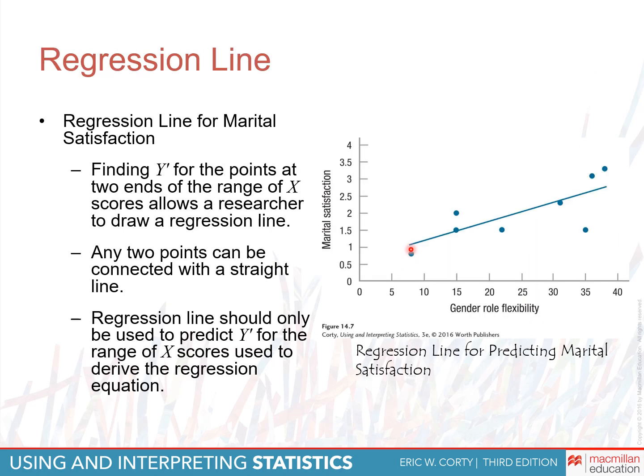Okay, and so if we have two data points, we can take those two data points and then connect them just with a straight line. So let's say we took 8, which was about here for our gender role flexibility, and 38. We could just connect right there to come up with our straight line. And so we can use that line to predict the possible values of y if we know x, if we have a regression equation.